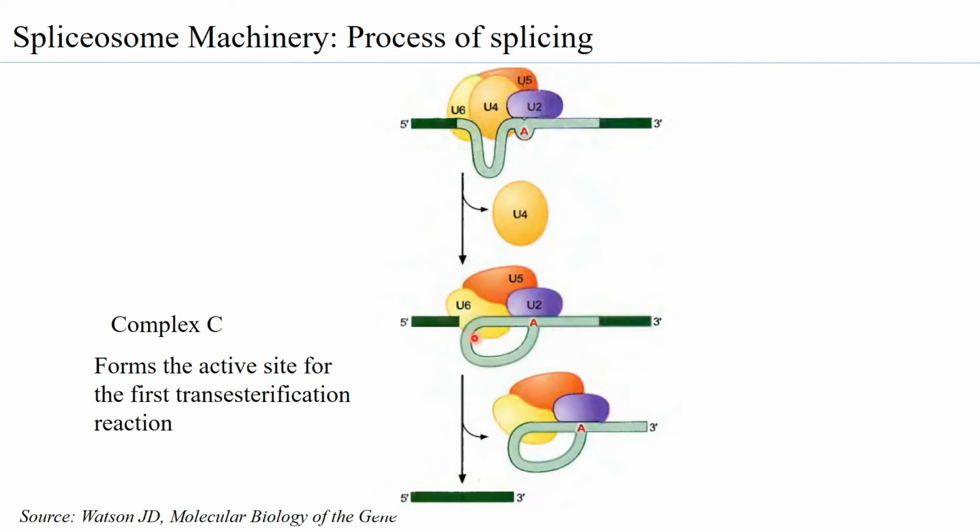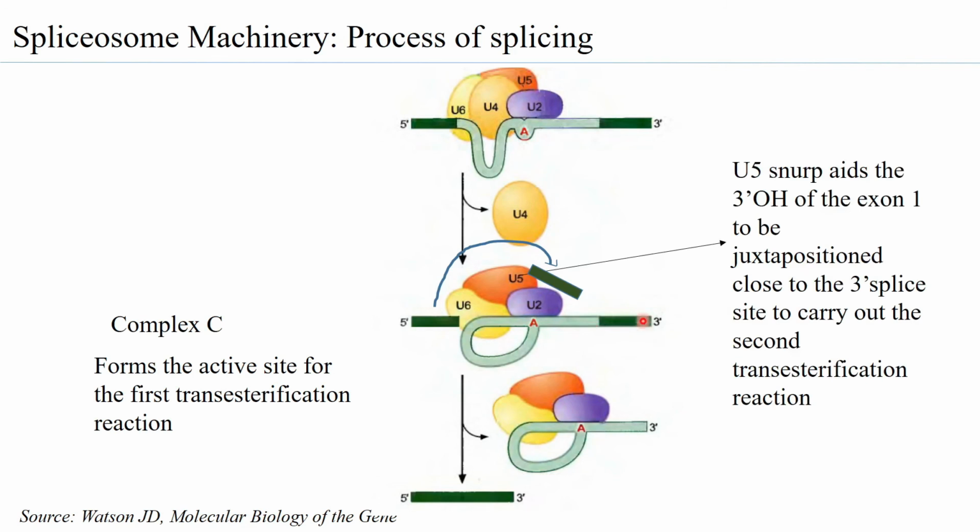But the exon 1 has not been released by the tri-SNRP. So this exon 1, which now has a free 3' OH, by the U5 is brought closer to the 3' end of the splice site of the intron and to the exon 2. So the U5 SNRP positions the exon 1 in such a way that the 3' OH of the exon 1 can now carry out the second transesterification reaction between the 3' splice site of the intron and the exon.